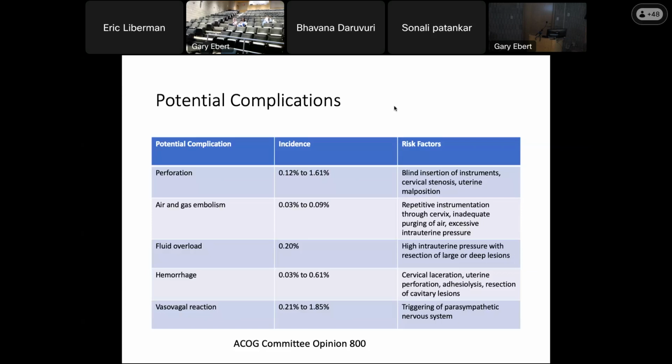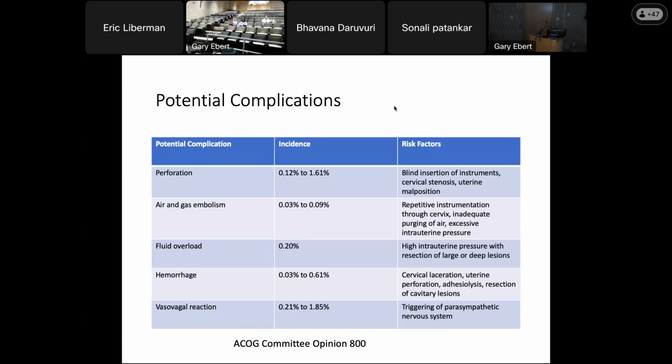Air and gas embolism can be caused by repetitive instrumentation through the cervix. It's also important when you first start the hysteroscopy that you make sure all the air is purged out of the line. That means priming the hysteroscope and letting the fluid run through the hysteroscope, not in the patient, but outside the patient until all the air bubbles are out. Using excessive intrauterine pressure can also result in air and gas embolism.